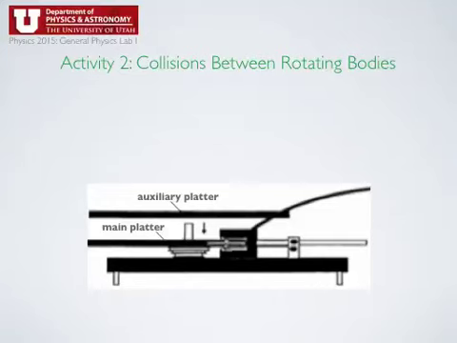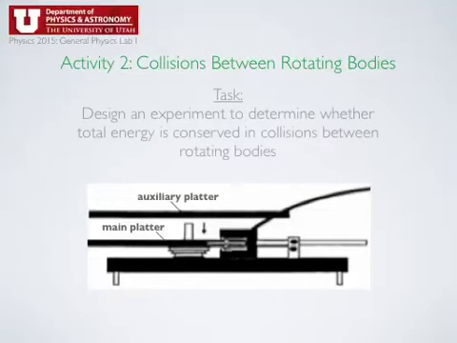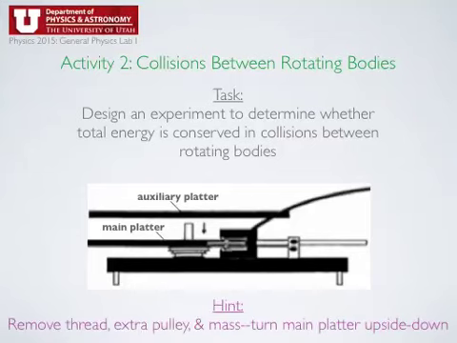In the second activity, you will design an experiment to show whether angular momentum is conserved in collisions between rotating bodies. You will need to remove the thread, extra pulley, and mass from the apparatus. Then turn the main platter upside down so that the spindle is on the underside.